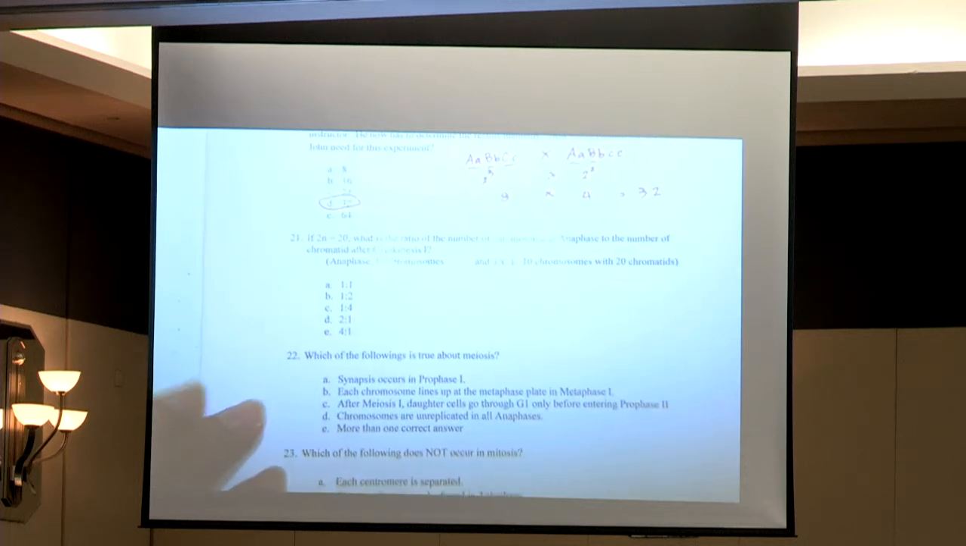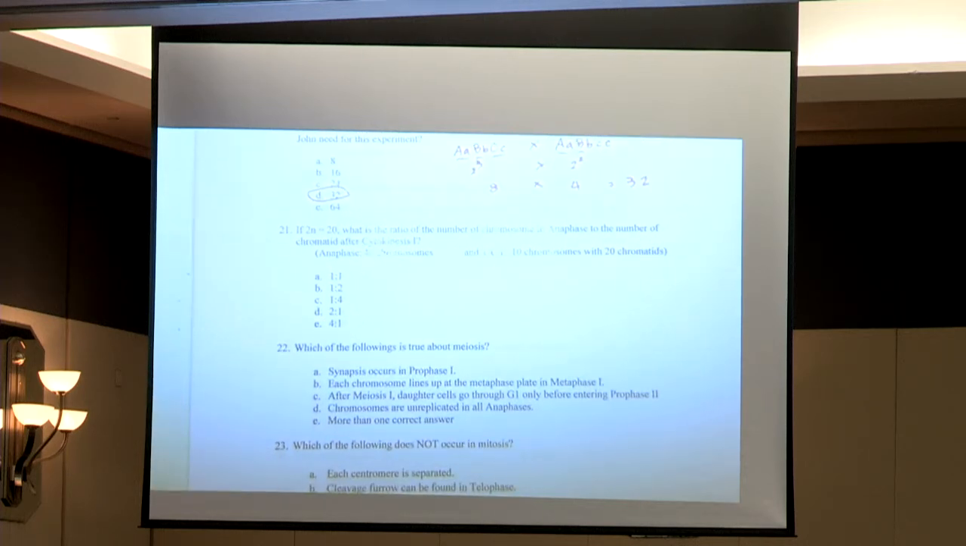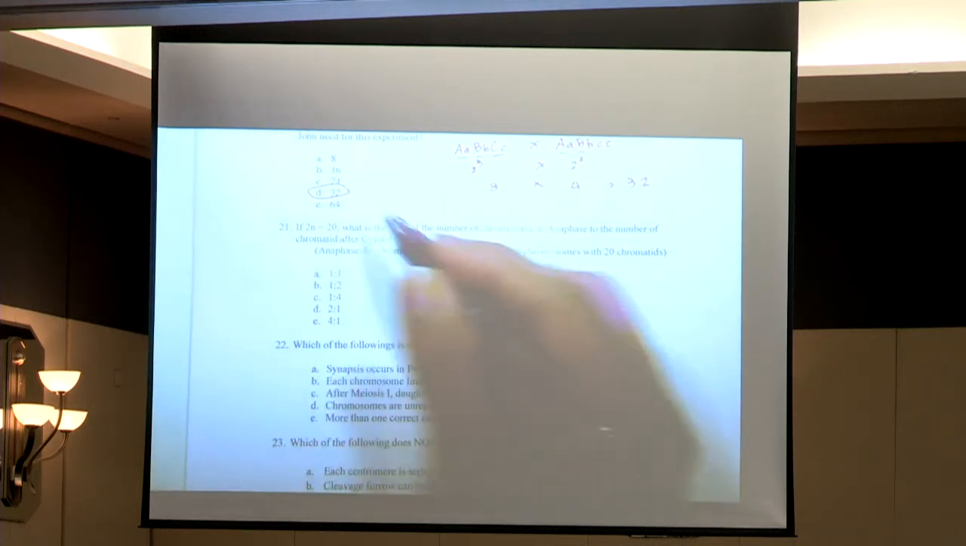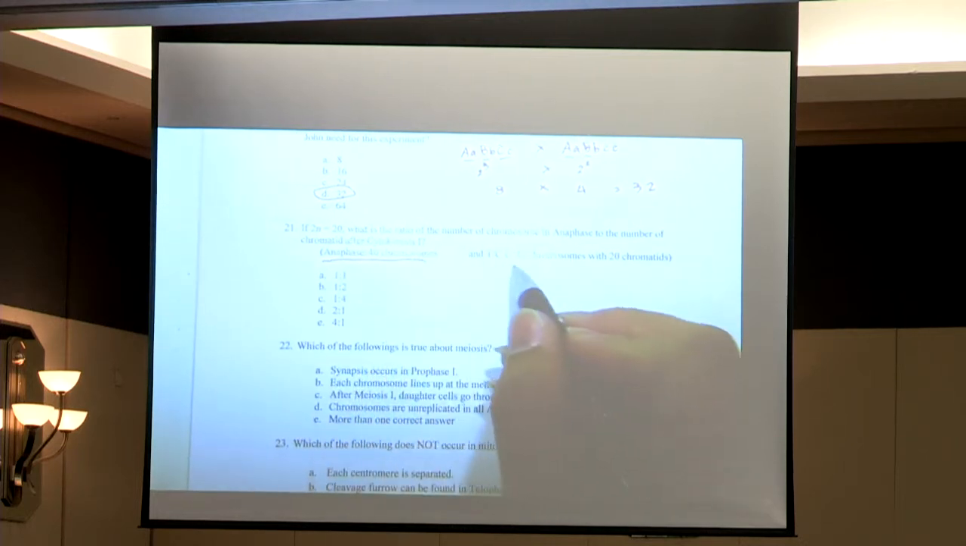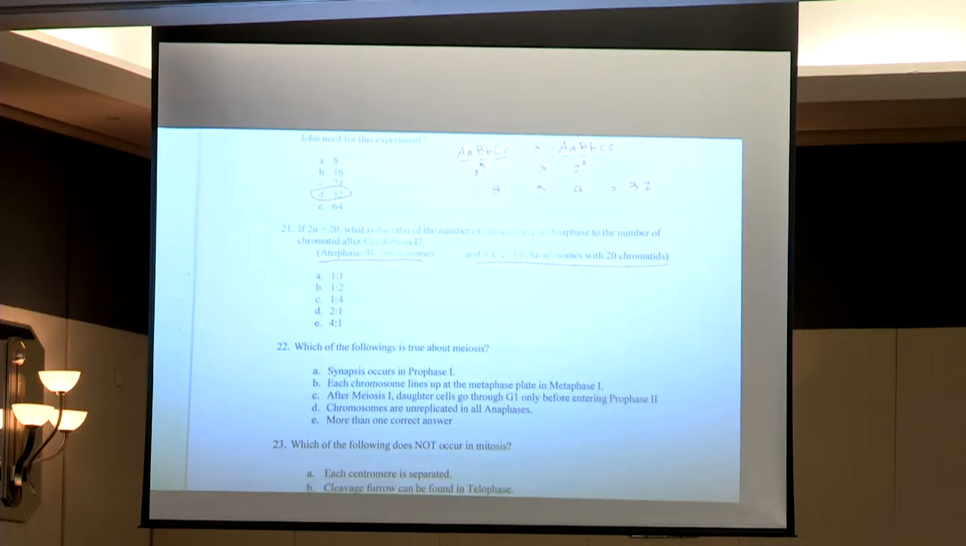Right? So next one. This one, I just want to make sure that you be careful. This one, you have to look at who your professor is. I don't know if they talk about the same thing for each section. So this one is kind of an iffy one, but that's why I put here how I come up with this for you guys to begin with. So if 2n is equal to 20, what is the ratio of the number of chromosomes in anaphase to the number of chromatids after cytokinesis 1?